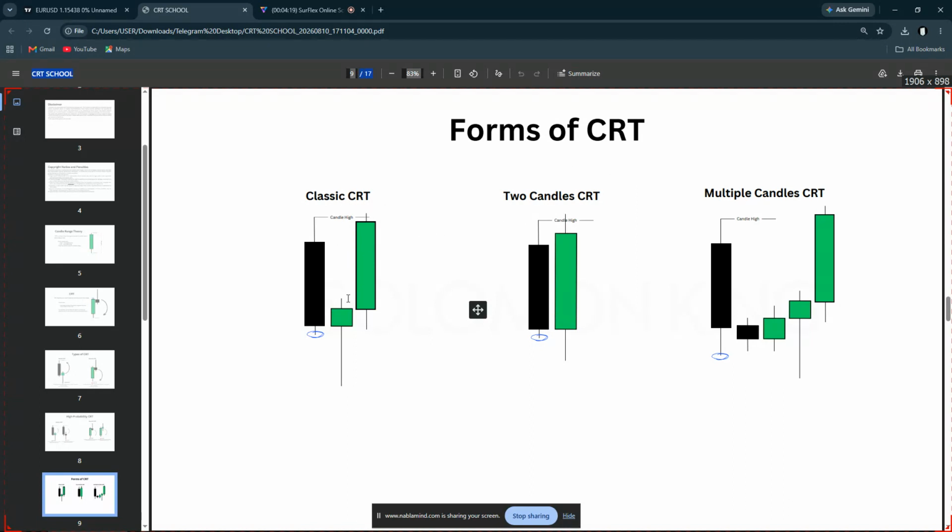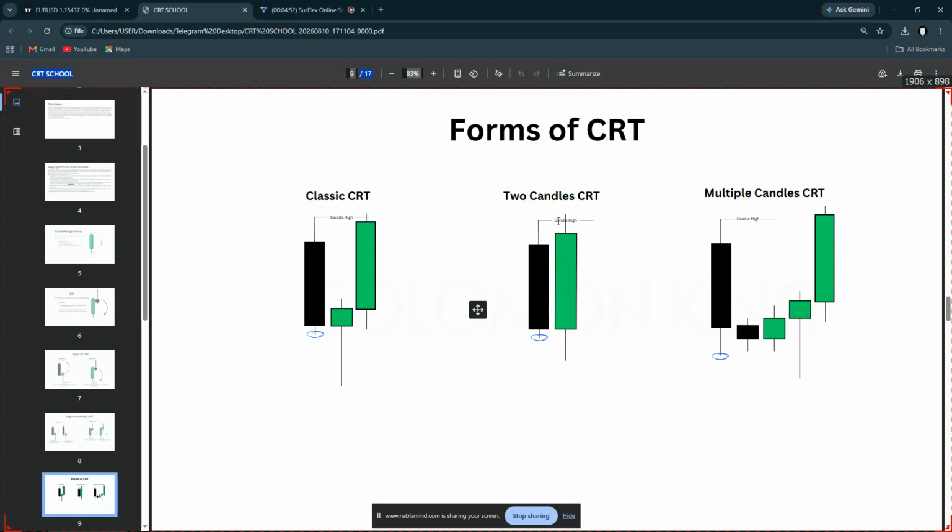What is the classic CRT? Classic CRT is simply the CRT that forms with three candles, whereby the first candle is the range, the second candle comes as a manipulation candle. It clears the low of the range, and the third candle comes as the expansion candle that targets the candle range high or the candle range low. This is how this candle behaves. It forms with three candles, showing you the accumulation, the manipulation, and also the distribution phase.